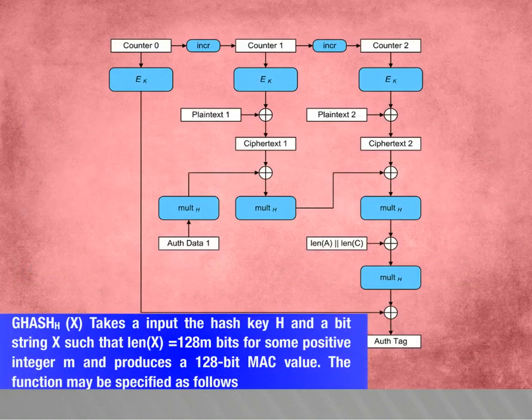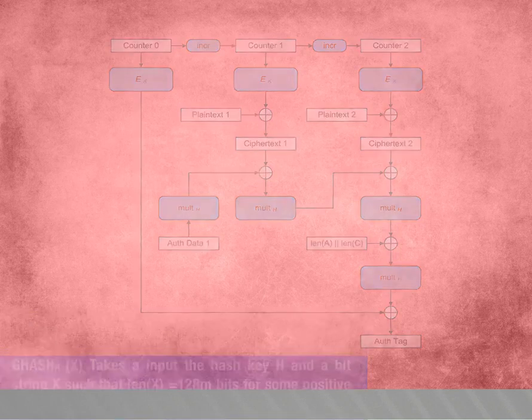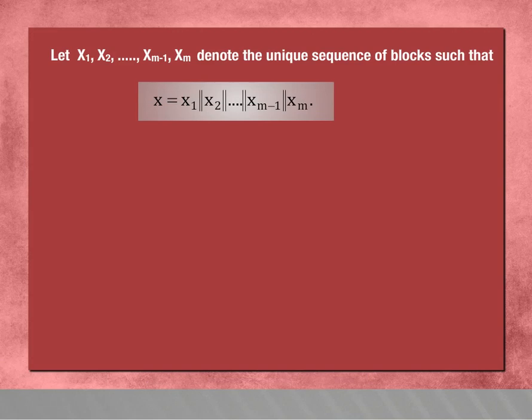GHASH_H(X) takes as input the hash key H and a bit string X such that len(X) is equal to 128m bits for some positive integer m, and produces a 128-bit MAC value. The function may be specified as follows. Let X1, X2, and so on up to Xm-1, Xm denote the unique sequence of blocks such that X is equal to X1 || X2 || and so on up to Xm-1 || Xm.